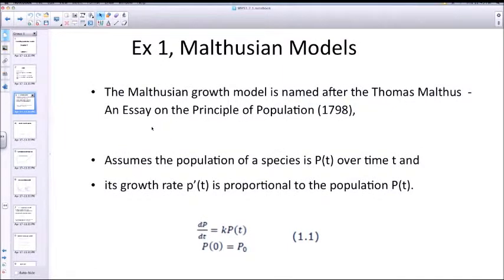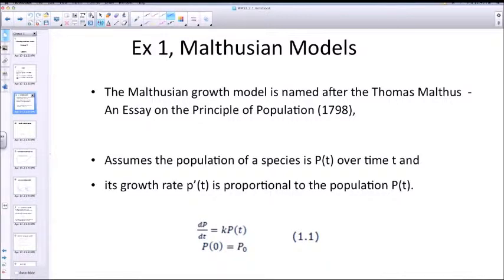So the Malthus model is really the oldest population model. It dates back to 1798, the end of the 18th century. The model is really simple, but he's the first one to identify such a crisis of population growth.